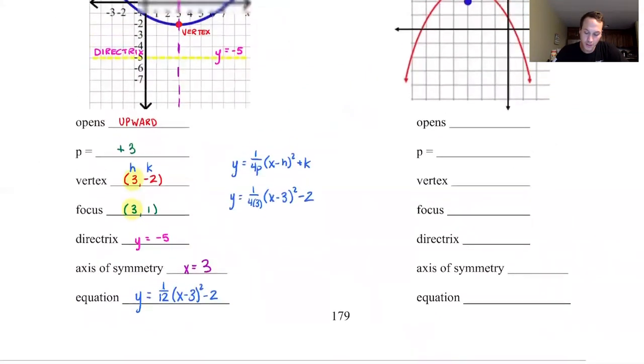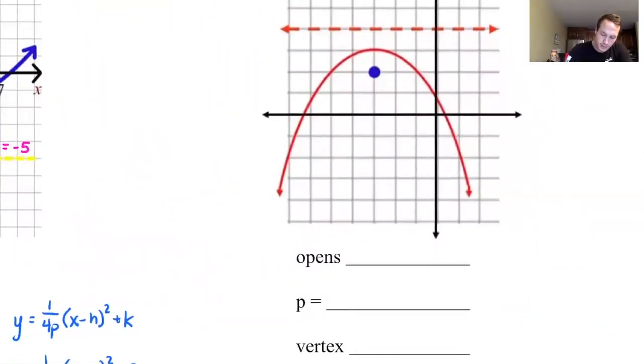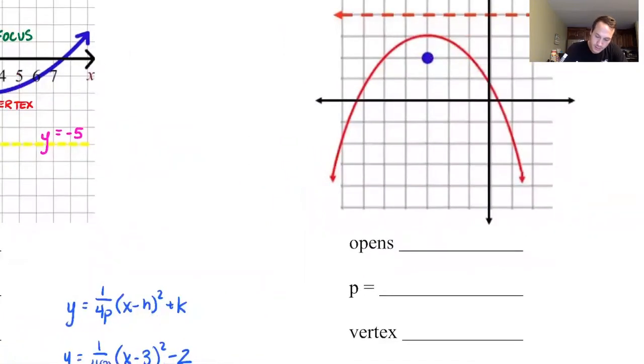So let's practice another one. We've got a different parabola over here. This one, I think you guys can kind of see, opens downward.